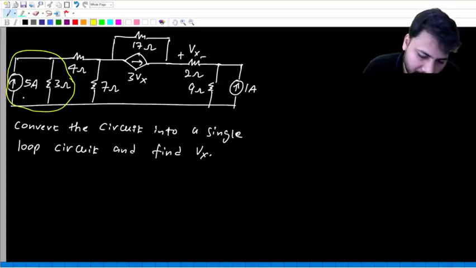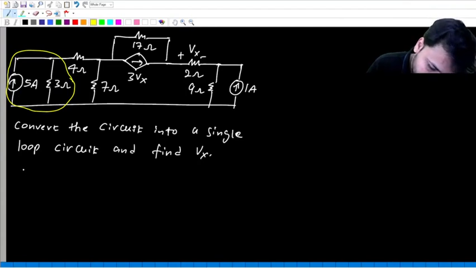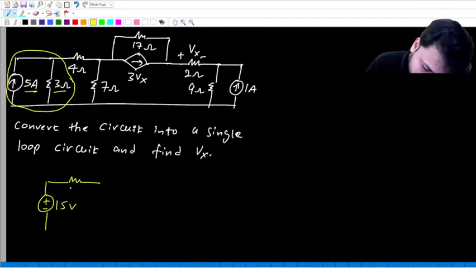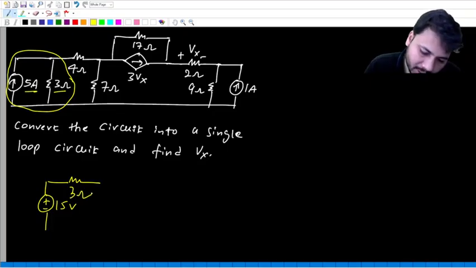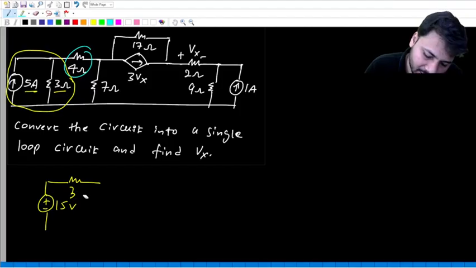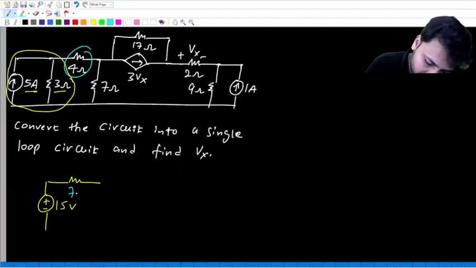On the right side, I have a current source in parallel with resistance, which can be transformed into a voltage source in series with the same resistance. Value of the voltage source is 5 times 3, that is 15 volts in series with 3 ohms. And then we have this 4 ohm resistor. Now 3 ohm and 4 ohm both are in series. You can combine them into a single 7 ohm resistor.